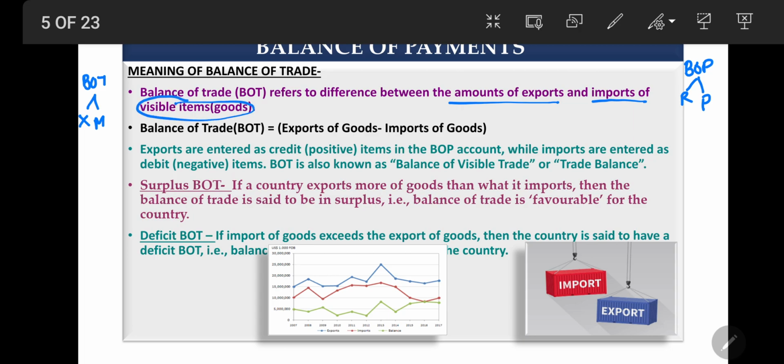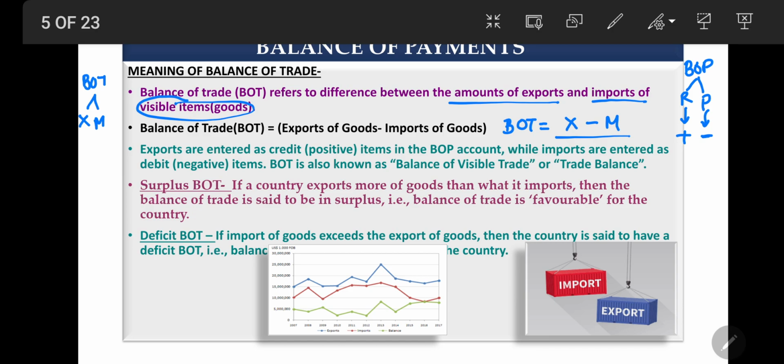We are referring to visible items. So balance of trade, if you have to express it in terms of a short formula, it is export minus import, but export minus imports of visible goods. Just as receipts are recorded in the positive side, that is the credit side, and payments are recorded in the negative side or the debit side, similarly, when you export, you earn something, so it will be recorded in the credit side. When you import, you are paying something, so it will be recorded in the debit side.